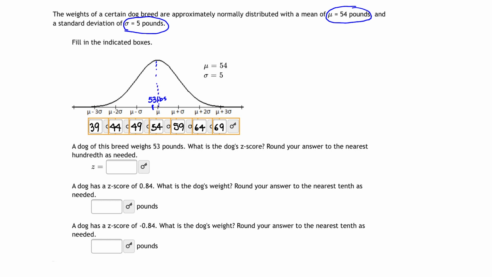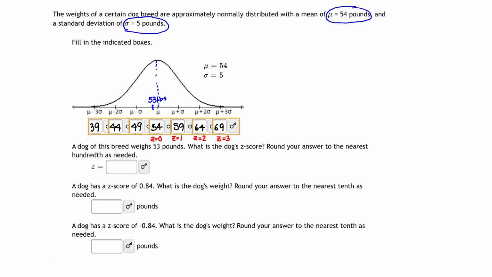So what is the z-score? Well, let's look. I know at the mean, 54, my z-score is 0. And at 1 standard deviation to the right, z is 1. Why is that? Because z, remember, measures the number of standard deviations away from the mean. So if I'm 2 standard deviations away on the right, then z is 2. So at 64 pounds, z is 2. And when I'm 3 standard deviations away, then I'm at 69 pounds.